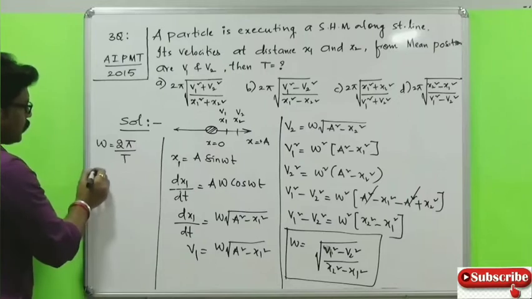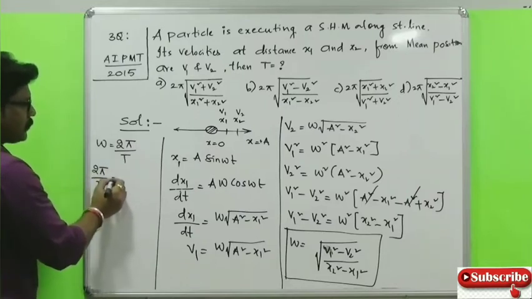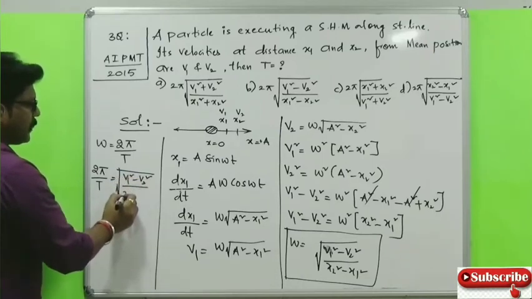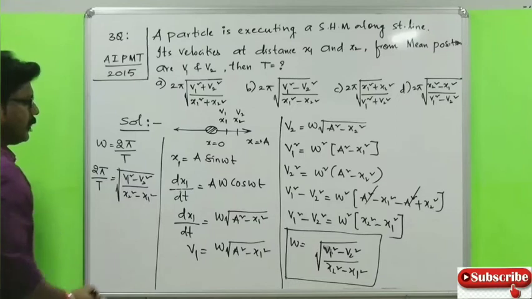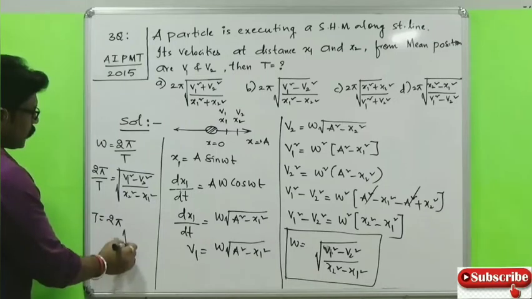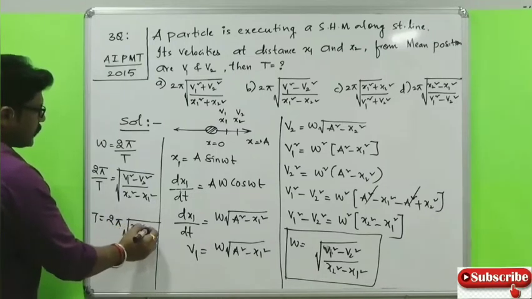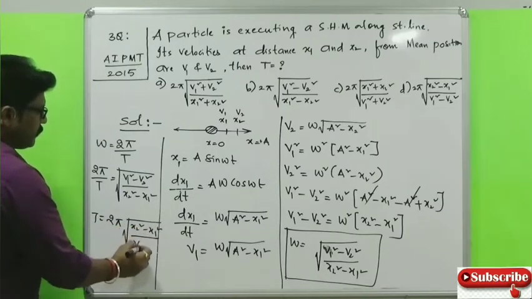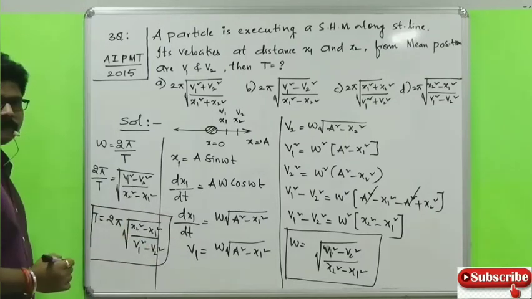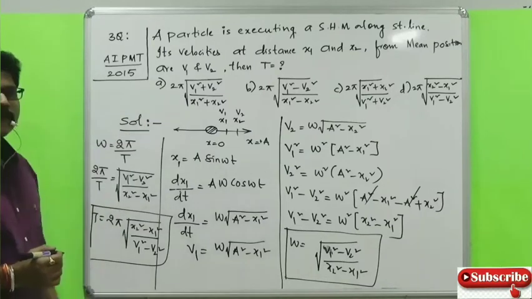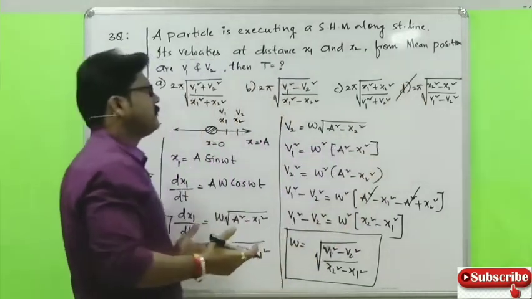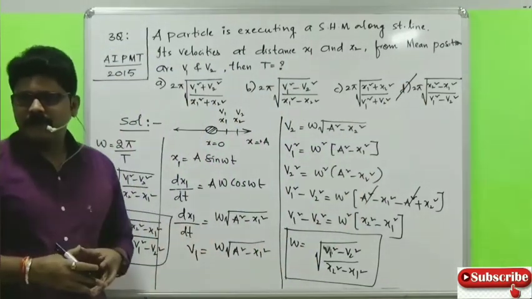Now simply substitute here: 2 pi by T equals under root of (v1 square minus v2 square) divided by (x2 square minus x1 square). So now T equals 2 pi under root of (x2 square minus x1 square) divided by (v1 square minus v2 square). So that is the time period. Now if you see the options, which is correct? D option. So D option is the correct one. See, very simple way we can solve the entrance questions.